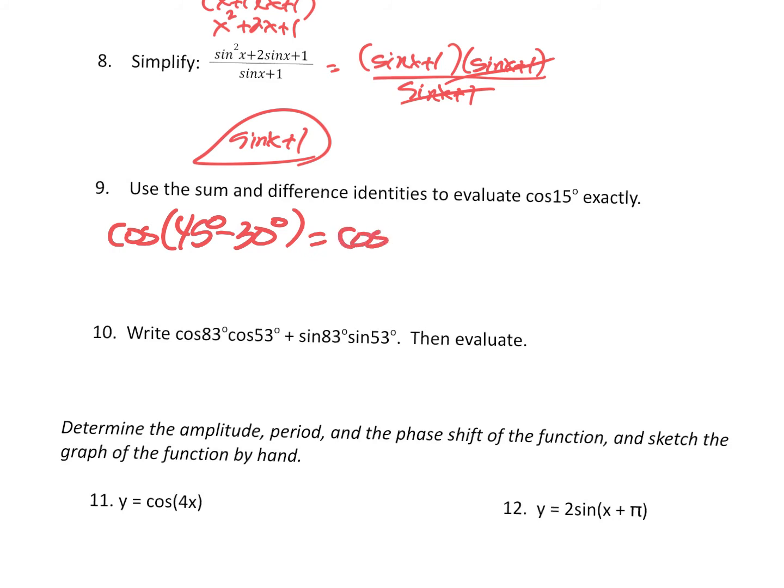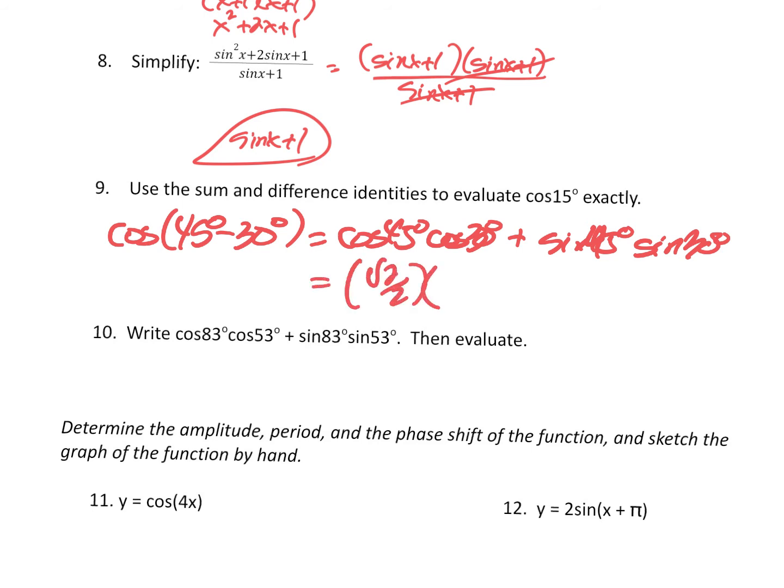So I've got cosine 45, cosine 30, plus, cosine's weird that way, sine 45, sine 30. It's the worst 45 I've ever made. Okay, so let's figure this out. Cosine 45 is square root of 2 over 2. Cosine 30 is square root of 3 over 2. Sine 45 is square root of 2 over 2. And sine 30 is 1/2.